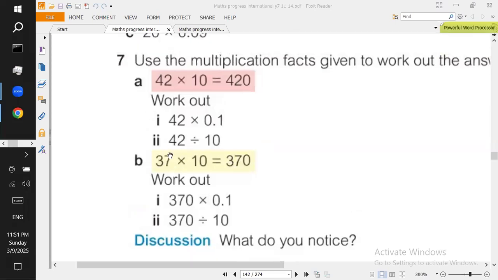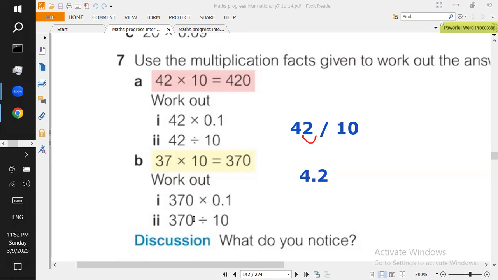42 divided by 10. When you divide or multiply by 10 or 100, you can move the decimal point. For example, 42, when you divide it by 10, means you're going to move the decimal point one place from here to here. So the answer is 4.2, like this. Same idea when you divide by 100, you move it two places.